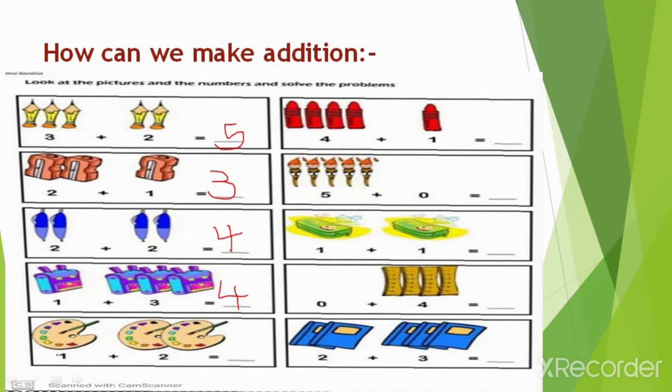1 plus 2. So what should we do? We should count all these given objects together. First of all, 1, 2 and 3. Here we are going to write the answer. 1 plus 2 we get number 3.